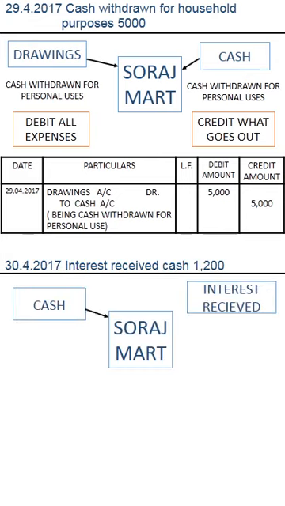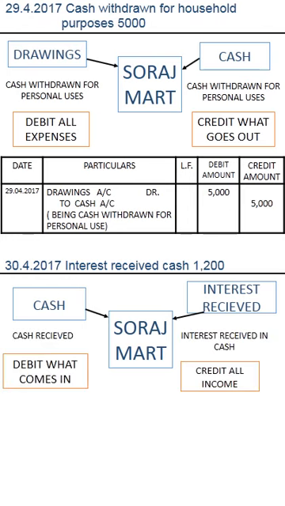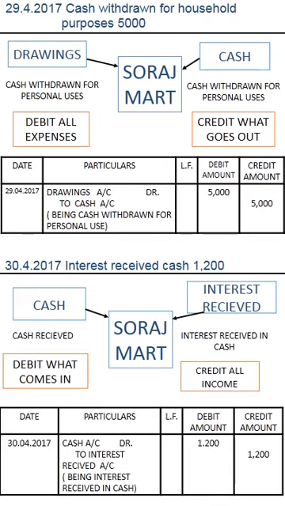Now you received interest of 1,200 rupees. Interest received means it generates an income. So what we do is credit all incomes. So cash account debit to interest received account by rupees 1,200, because cash is received, so debit what comes in. Now let's see the next one.